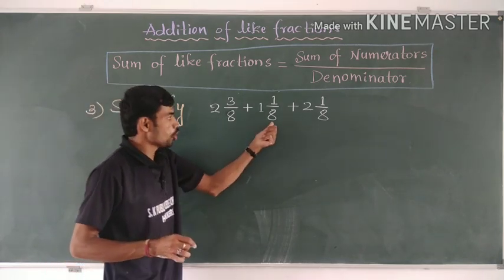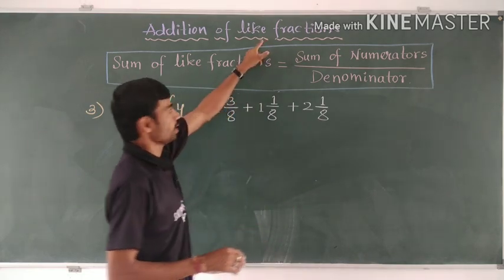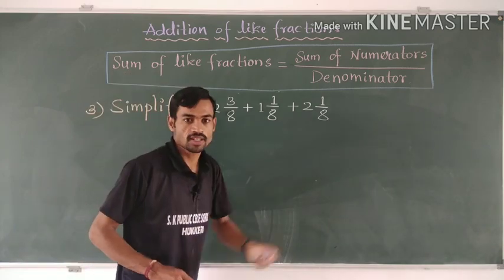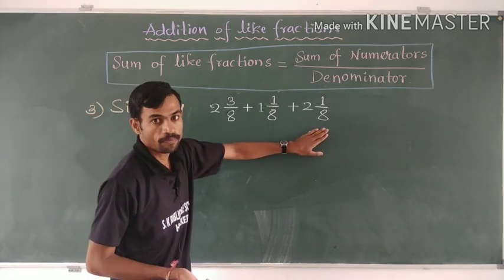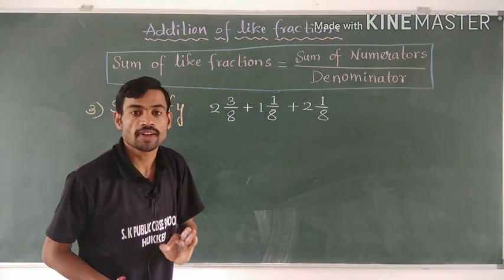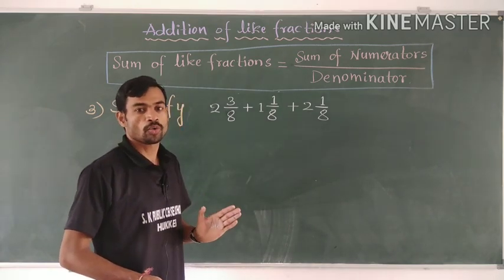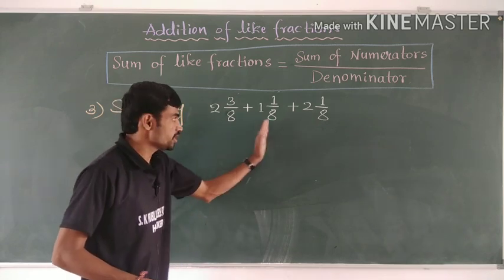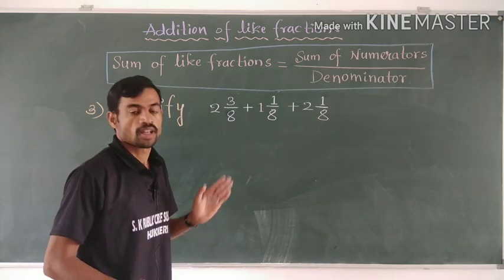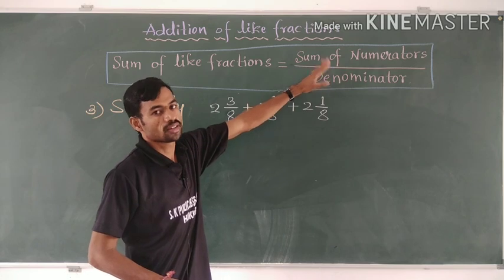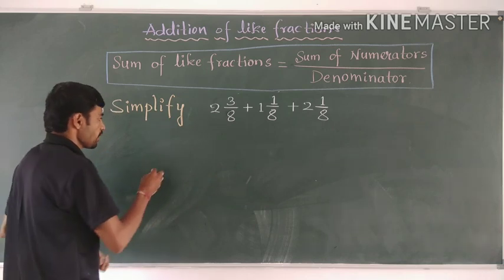The denominator is 8. It means all fractions are like fractions. The given 3 fractions are like fractions. But see here, these fractions are mixed fractions also. So first we have to convert these mixed fractions into improper fractions, and then only is it possible to use this formula for addition of fractions. So let us add these fractions.